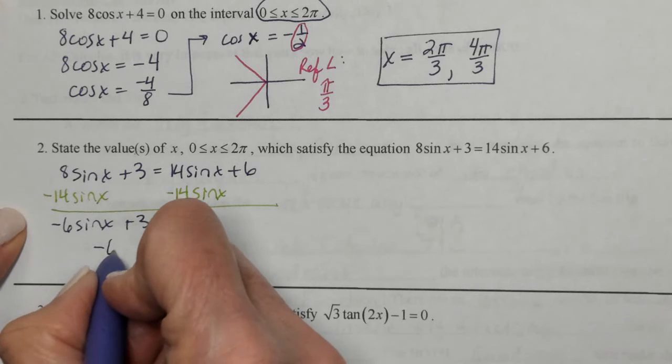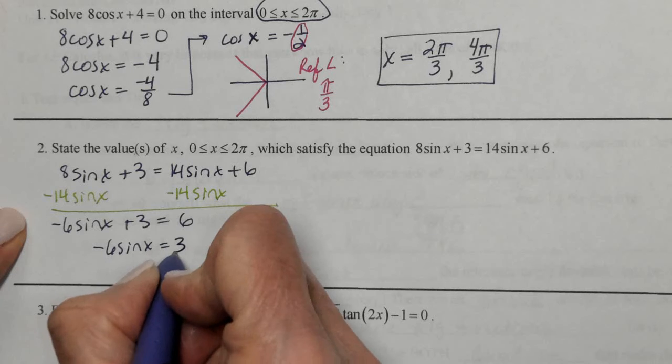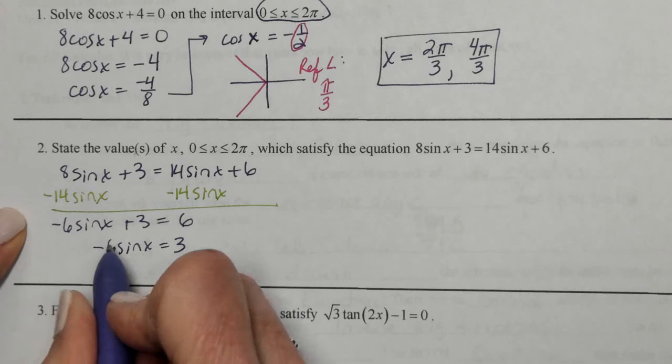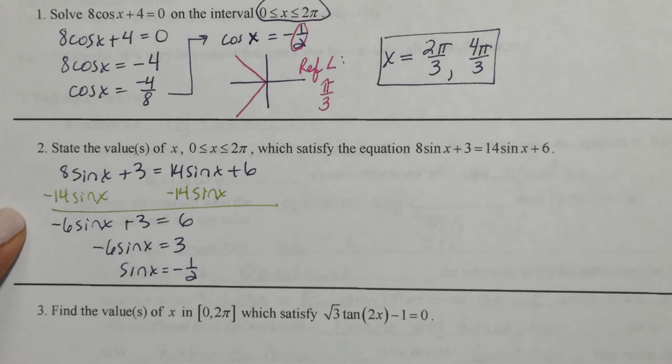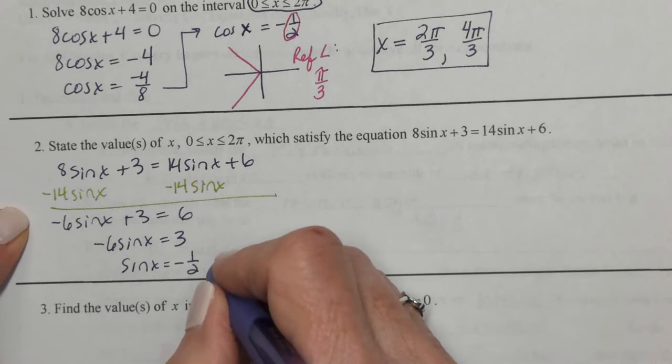Subtract 3 to the other side. Divide both sides by this negative 6, and we get sine of x is negative 1/2.